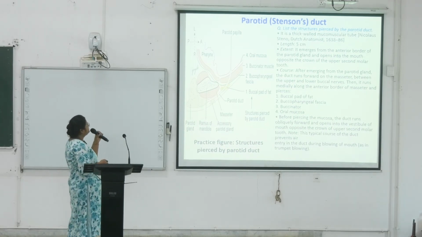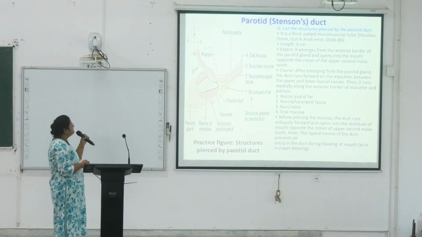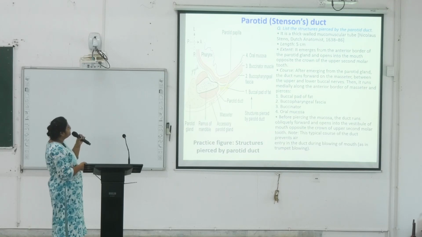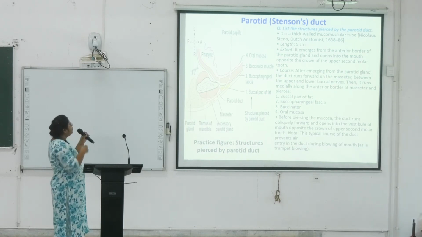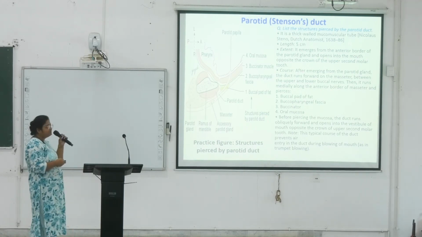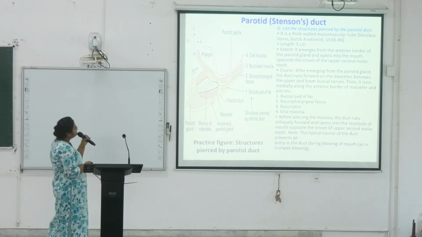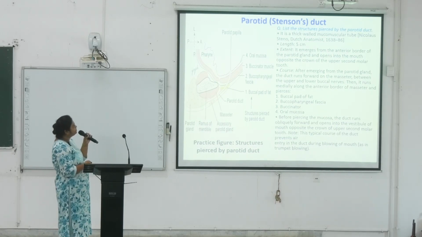So the parotid duct is a thick walled mucomuscular tube. Length is about 5 centimeters. Extent: it emerges from the anterior border of the parotid gland and opens into the mouth opposite the crown of the upper second molar tooth. This is important. It opens in the mouth opposite the crown of the upper second molar tooth.